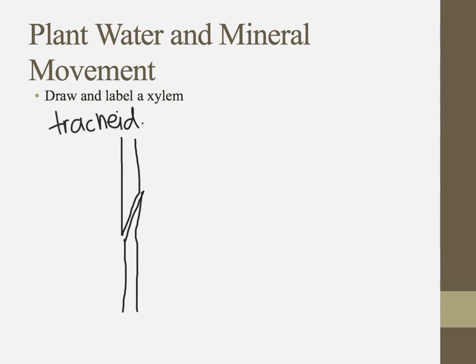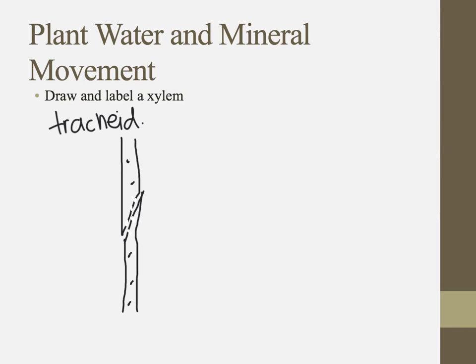In between them, it's got these little pits. Okay, so I can see this is going to be fun to draw. It's got these little pits or holes that are going to allow things to pass from one to the other. Also, in the side of it, it's going to have pits to help things move sideways. So these are long and slender.